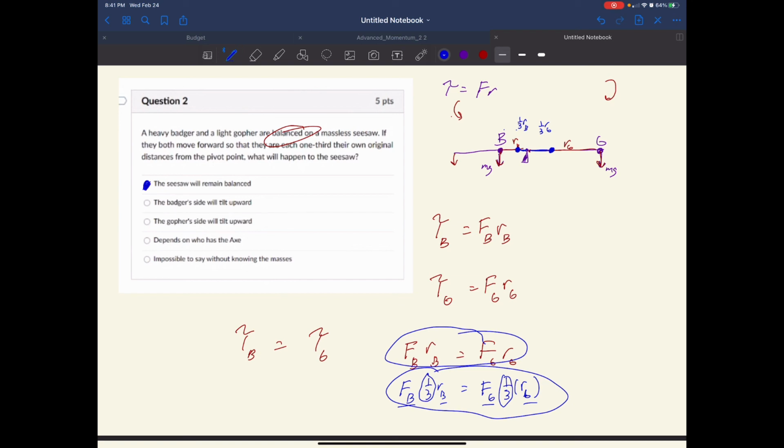That is a long way of explaining in physics something that most people probably intuitively know, that if they both go in by the same proportion, if they both go in by a third, they're going to stay balanced. And that's how you do that one.